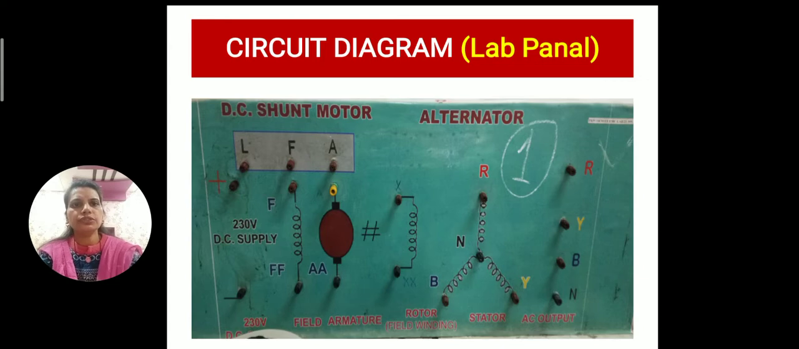Here only the diagram is given. To see how to perform the experiment and how to make the connection, there is one demonstration. From that demonstration you will get a clear idea how to take the reading. Now remember which equipments are there and how to make the connection. This is the lab panel of that circuit diagram.